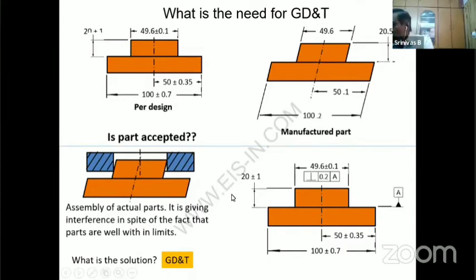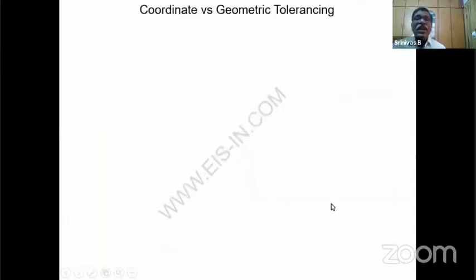Right, sir? Now, I am going to another topic. Coordinate versus geometric tolerancing. I have just now explained to you what GD&T is. You have seen some betterment, some improvement in GD&T. But I would show it practically; theoretically or practically, you would be able to appreciate it in a better way. All of you are ready, sir?